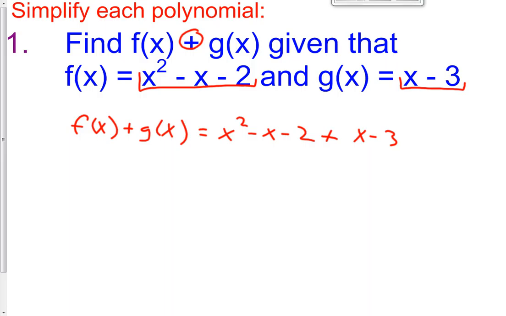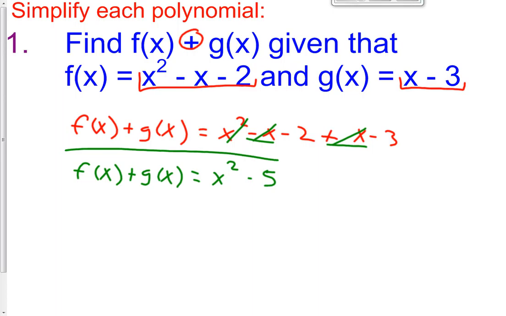Now all it is, it's combining like terms. We're not solving for anything, we're just simplifying. So f of x plus g of x is this. x squared. Here we have a minus x plus an x makes 0 x's. Those cancel out. And then a negative 2 and a negative 3 make a negative 5. So our answer here is x squared minus 5. And we are all done. All we're doing is simplifying.